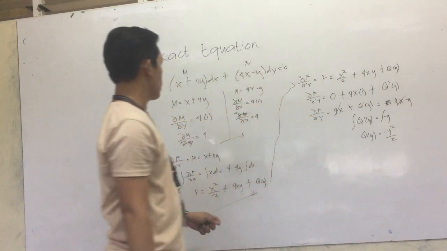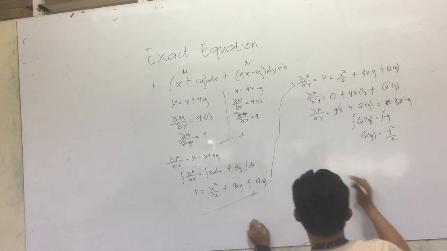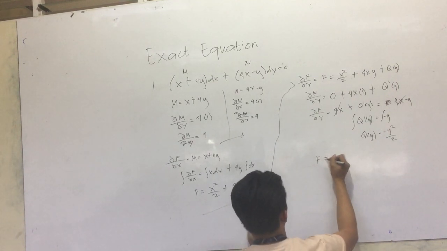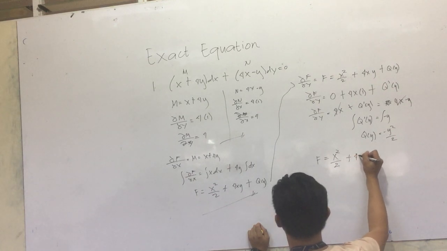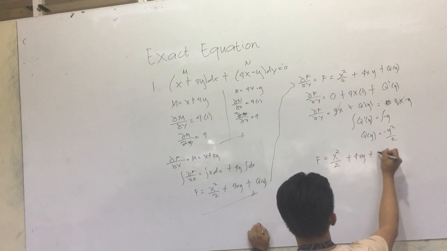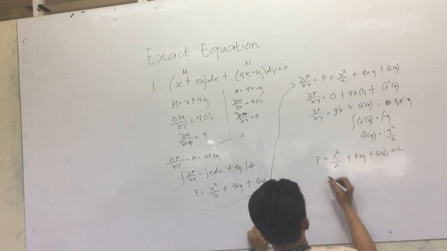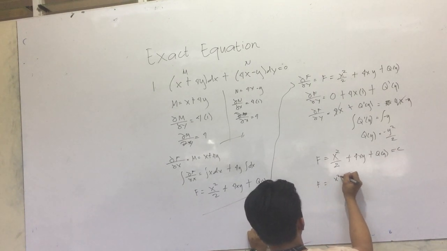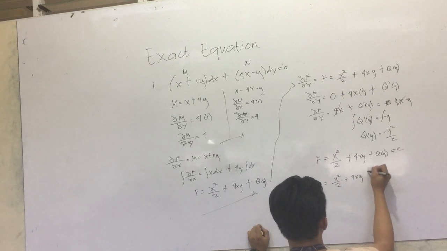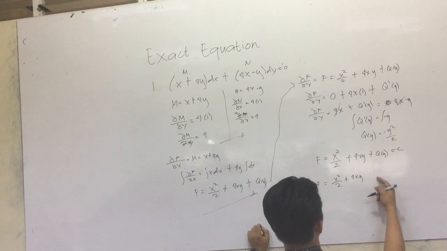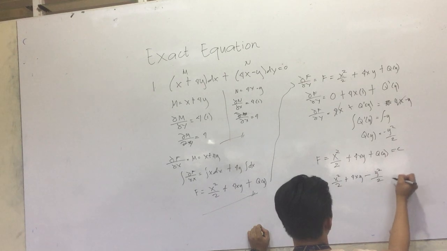So that we can get the final answer, let's copy the value of f: x squared over 2 plus 4xy plus q of y equals c. So x squared over 2 plus 4xy, then the value of q of y becomes negative y squared over 2, equals c.